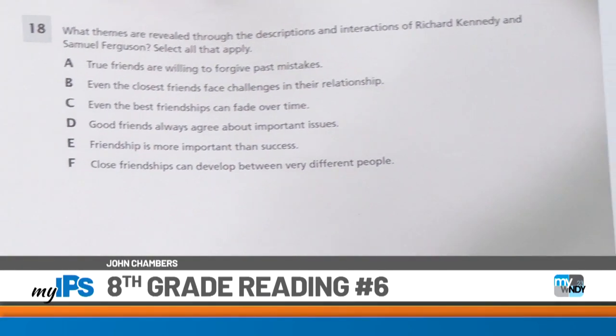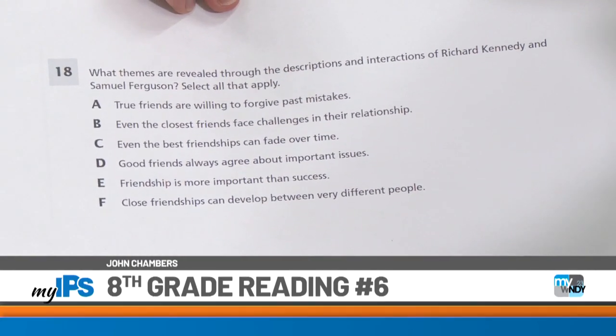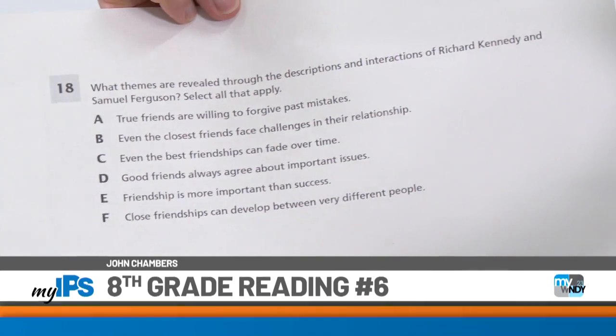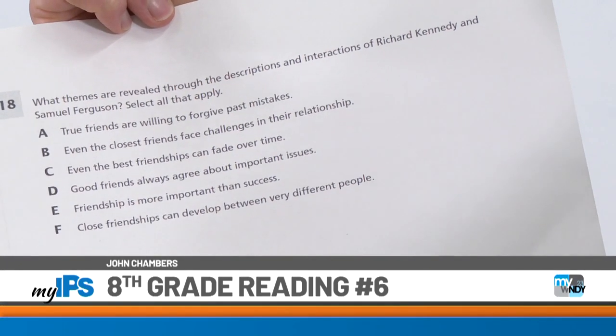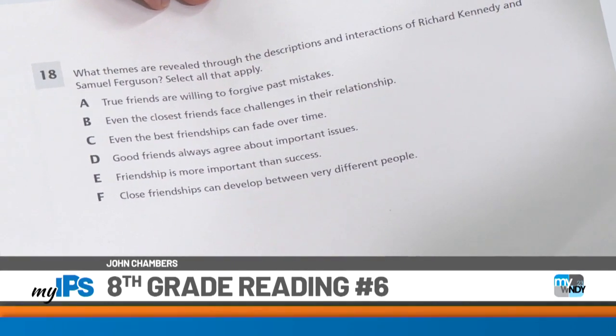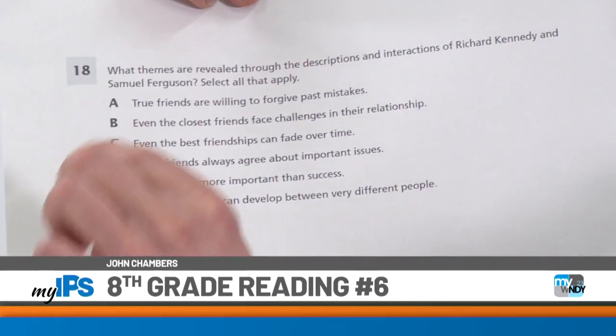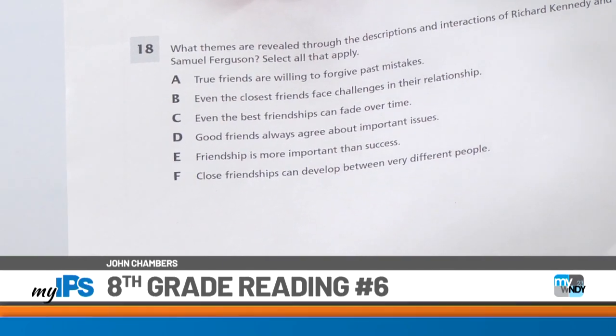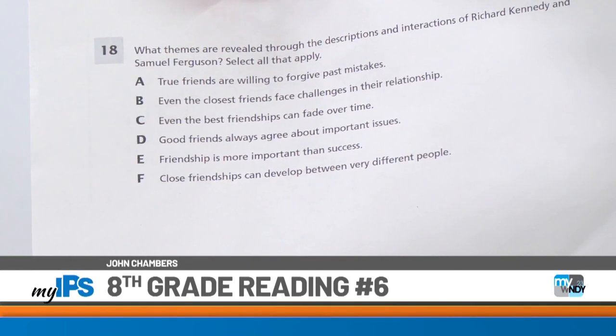B, even the closest friends face challenges in their relationship. So there are a lot of challenges in this story, and they're definitely close friends. For example, Kennedy wants to destroy this mission or adventure the Doctor is planning. They have an argument about it. So they're facing a lot of challenges. That could be a theme. Let's circle B.